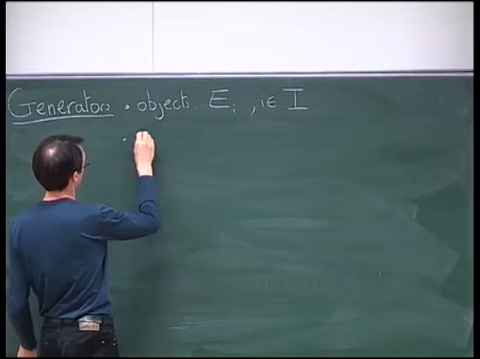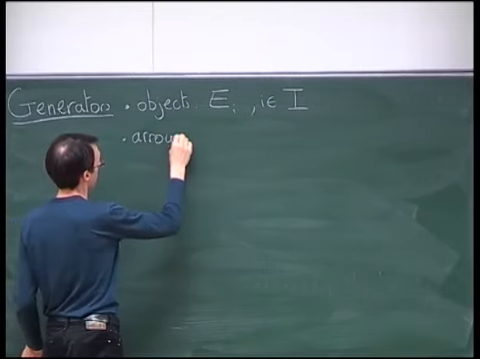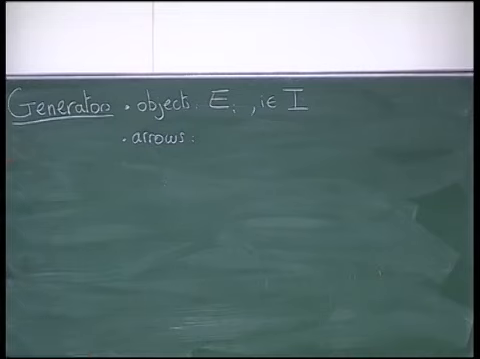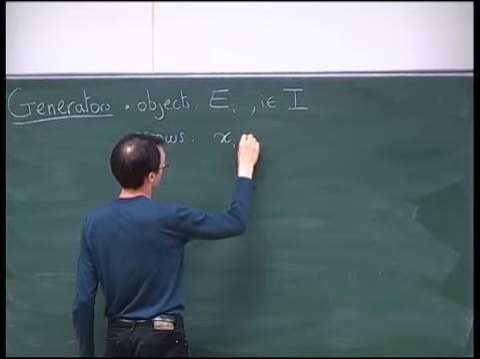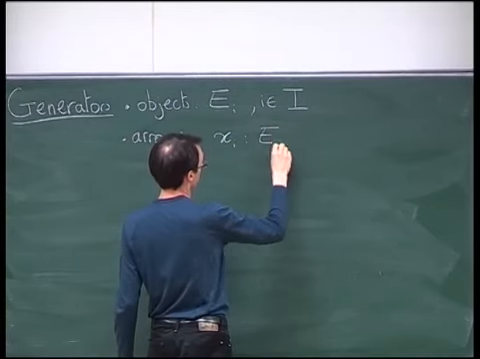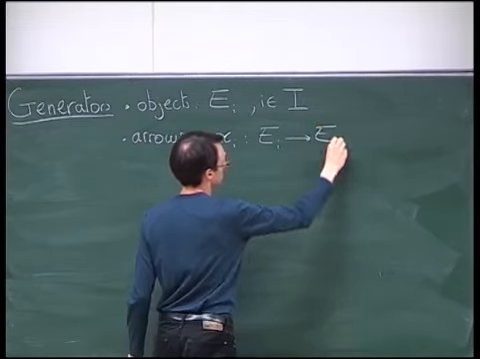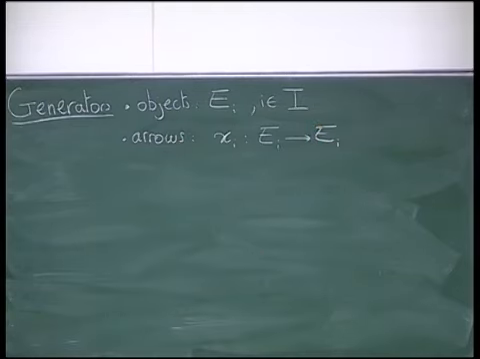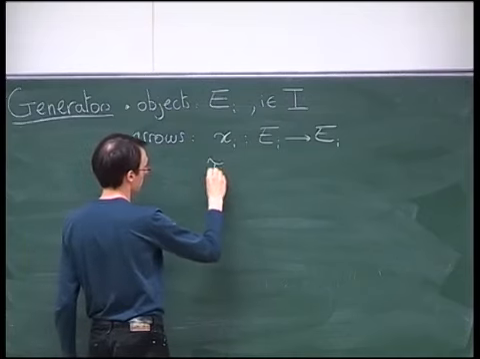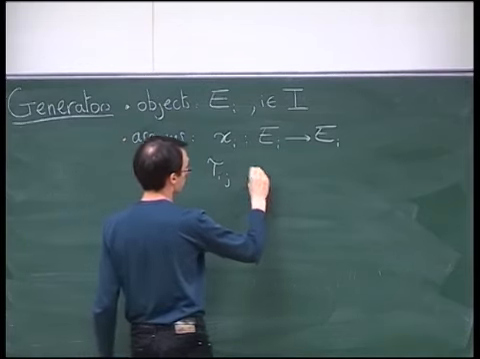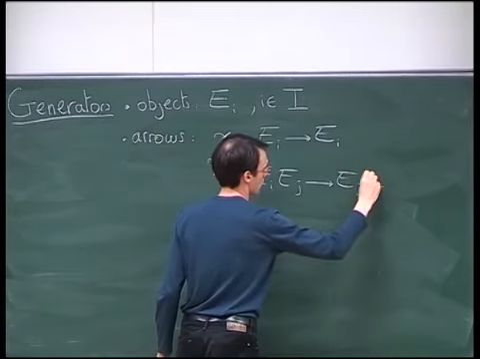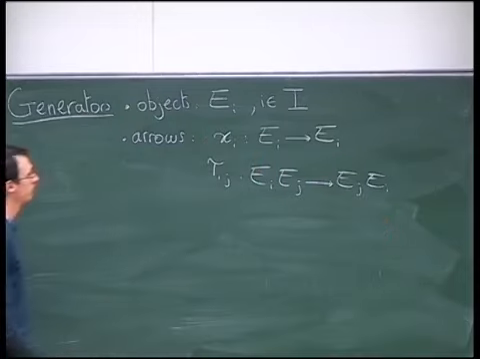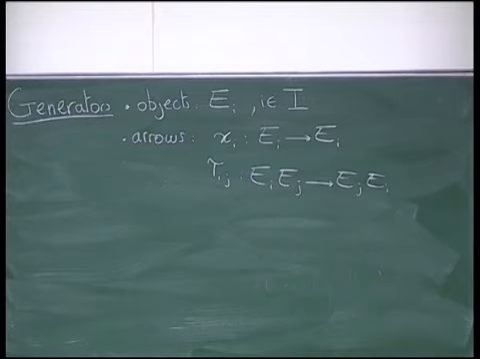And so the generating arrows are of two types. First type is x_i, which is going to be an endomorphism of E_i. And the second type is tau_ij. It goes from E_i E_j to E_j E_i. So that's it for the generators of the category.